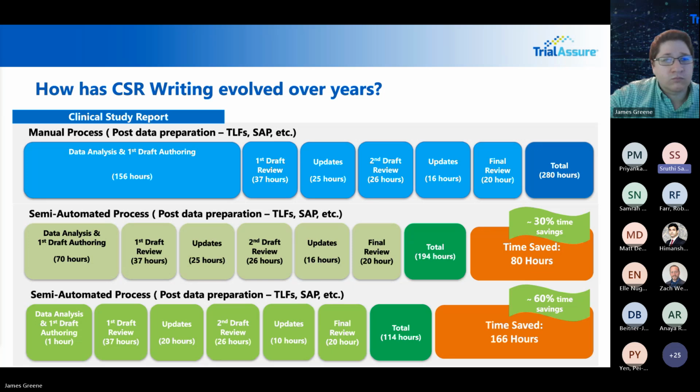Awesome, thank you. I'm curious how this first draft authoring works in terms of are the sections mapped between the CSR protocol and SAP, or is it more flexible for the author to select what sections are relevant, say between the CSR and the protocol?